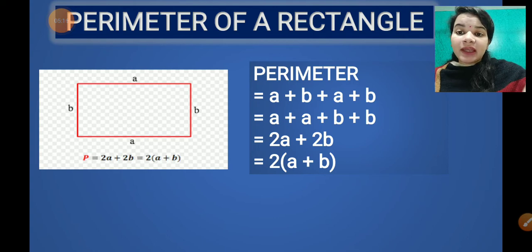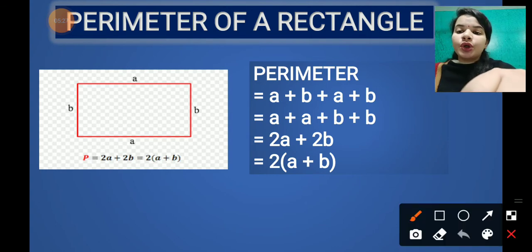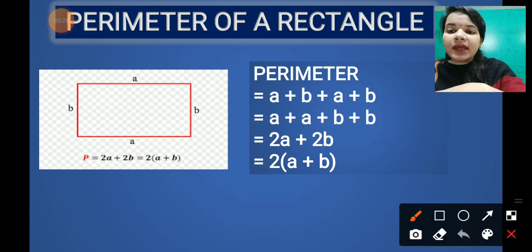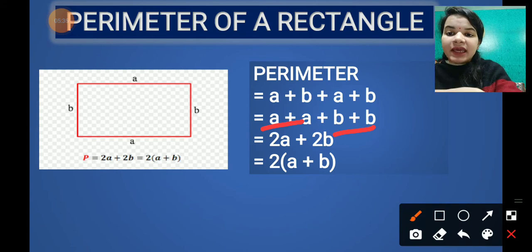So what will be the perimeter? It will be the sum of all sides. So you simply have to add A plus B plus A plus B. Okay, then in the next step you can group both the A's together and both the B's together. You can write them together. A plus A will give you 2A and B plus B will give you 2B.